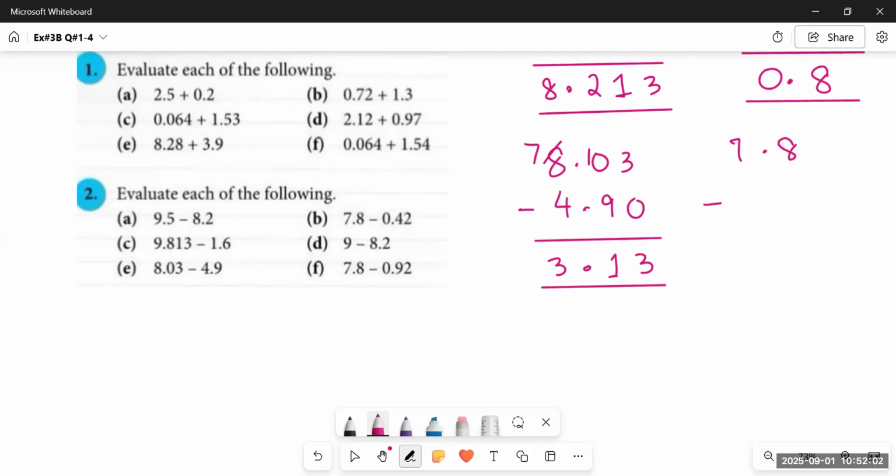7.8 minus 0.92. Here would be 0. So 0, 2 will give us 8. And then 17 minus 9 is again 8. Here comes a 6. So it would be 6.88. Right? So this is how we are going to add or subtract the decimals.